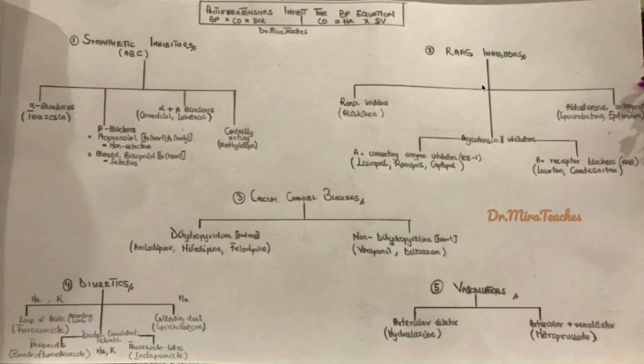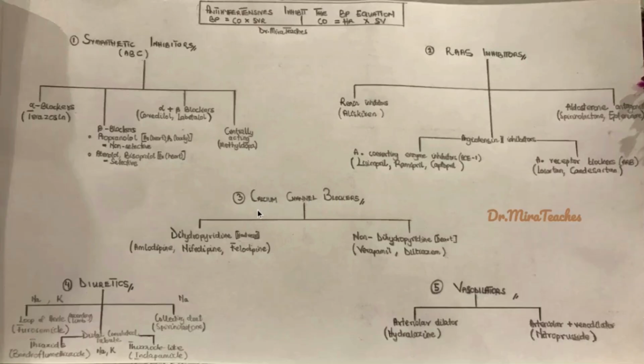Then the next A is aldosterone. Aldosterone inhibitors or aldosterone antagonists. We have spironolactone and eplerenone. Look at the ending of aldosterone, -one. So spironolactone, -one, eplerenone, -one. It follows the name of aldosterone. So, aldosterone antagonists.